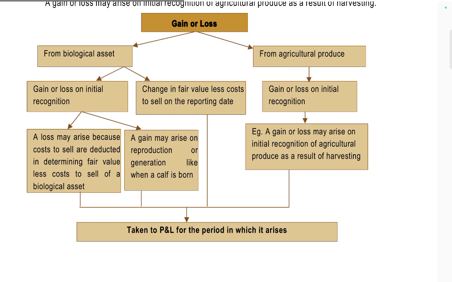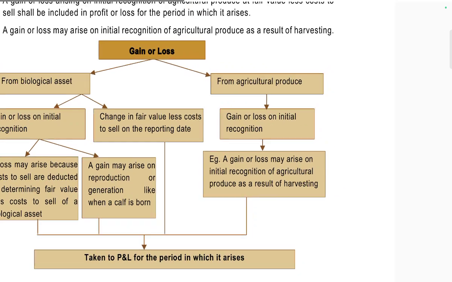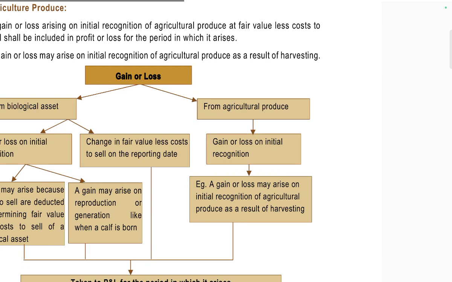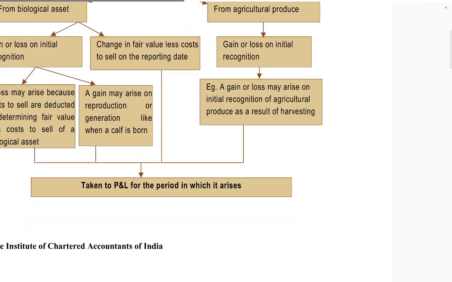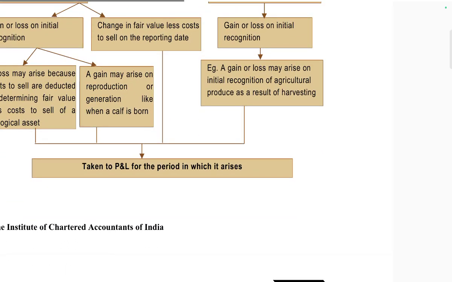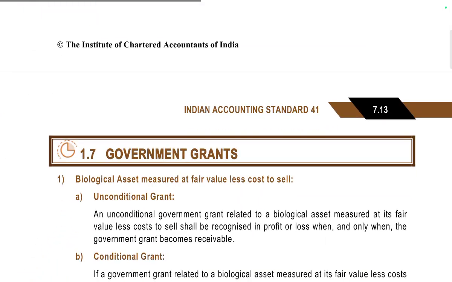Gain or loss on initial recognition of a biological asset may arise from the difference between the fair value and the cost to sell, to determine the value less cost to sell of the biological asset. The gain may arise on reproduction or generation, such as when a calf is born, and the change in fair value less cost to sell is recognized in the period in which it arises. For agriculture product, gain or loss on initial recognition may arise as a result of harvesting.